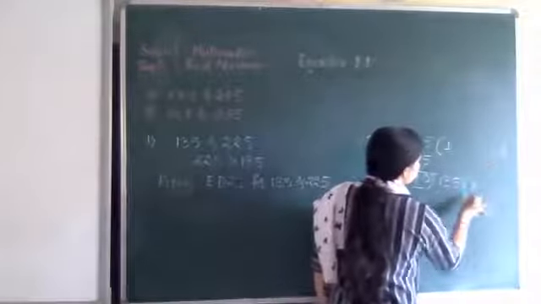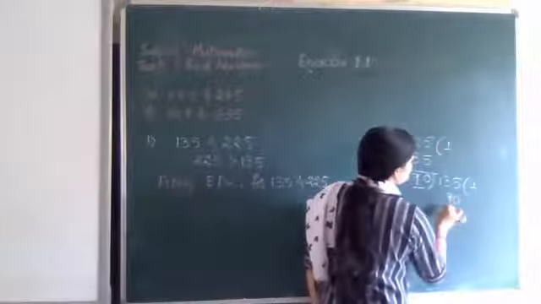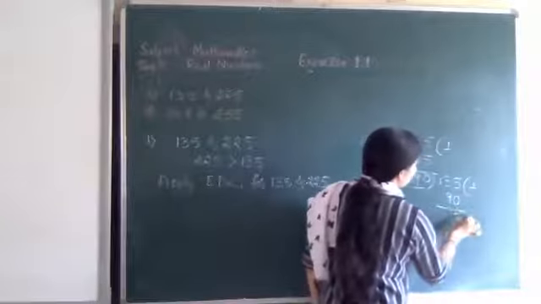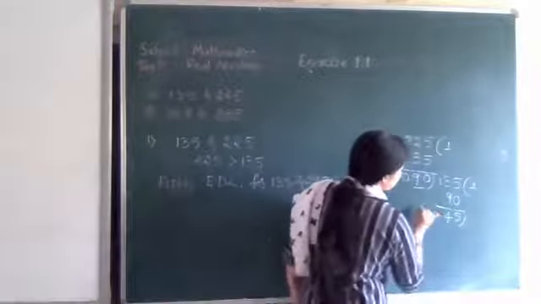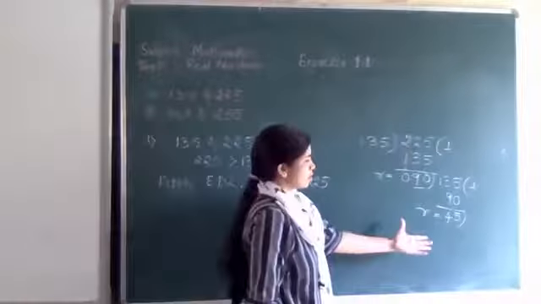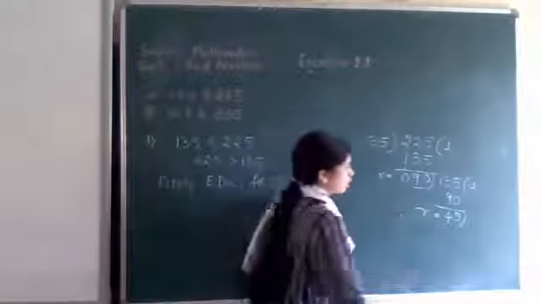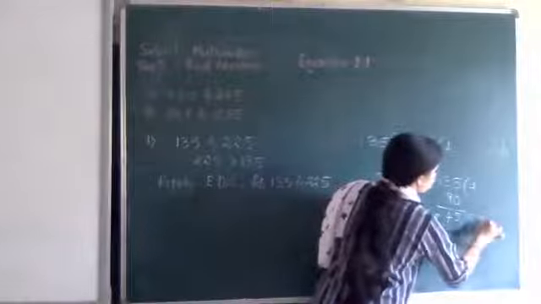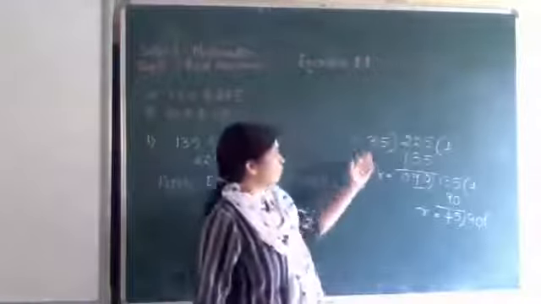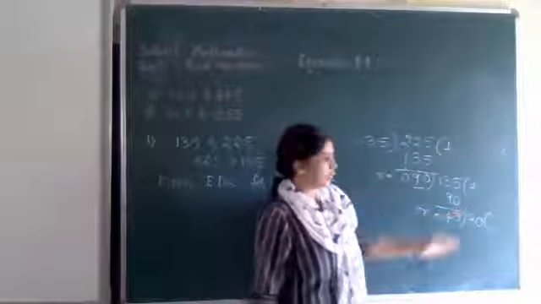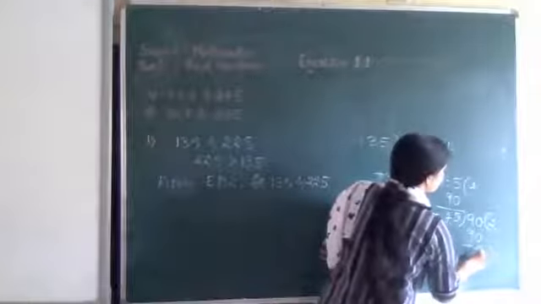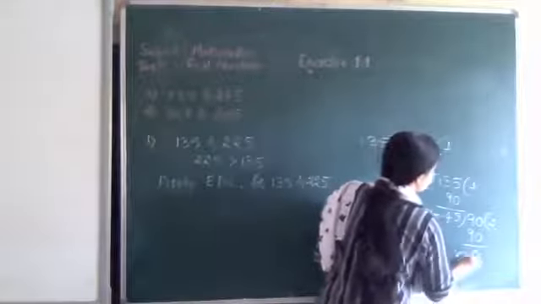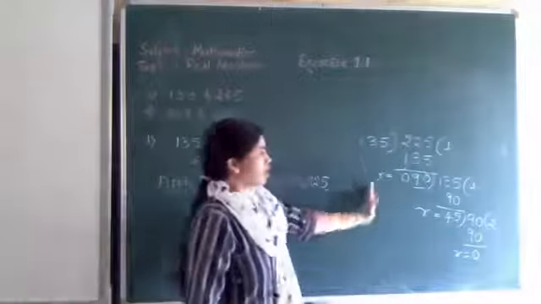90 into 1 is 90. 5 minus 0 is 5, here 4 we will get, and this is also not 0, R is equal to 45 we got. Here again we should apply Euclid's division lemma for 90 and 45. 45 into 2 is 90. Here R is equal to 0. We will stop the long division method.